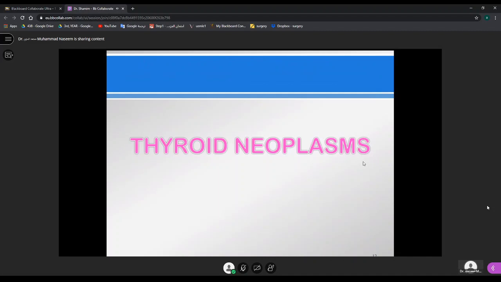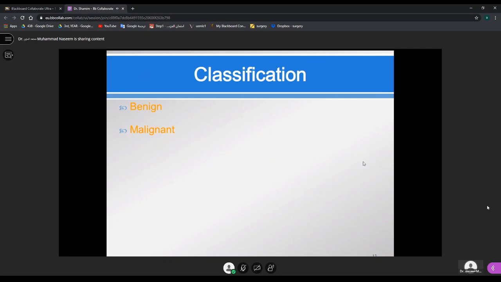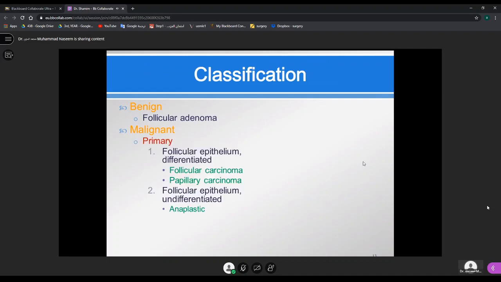Some description of different thyroid neoplasms. We can classify them as benign or malignant. Benign, only one variety, follicular adenoma. Malignant can be primary or secondary. Primary are those arising from follicular epithelium. It may be differentiated or undifferentiated. Differentiated types include follicular carcinoma or papillary carcinoma. If undifferentiated, this is anaplastic carcinoma.